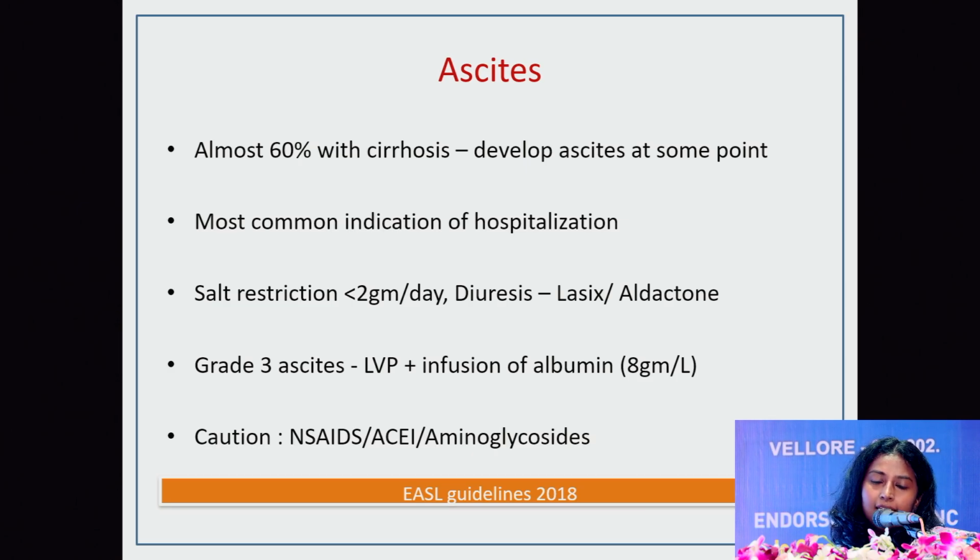Now, certain drugs we should be careful with when a patient has ascites. Avoid using NSAIDs. NSAIDs can worsen acute renal injury. Avoid ACE inhibitors and ARBs. Again, they can worsen renal injury in patients with ascites. Also be careful with aminoglycosides.